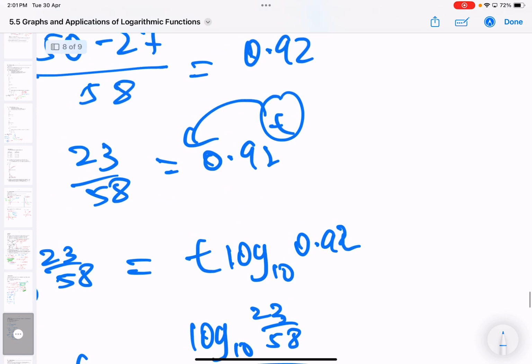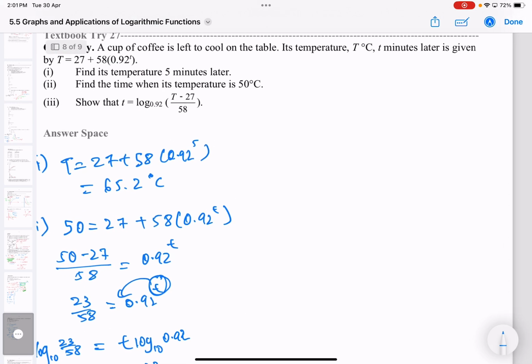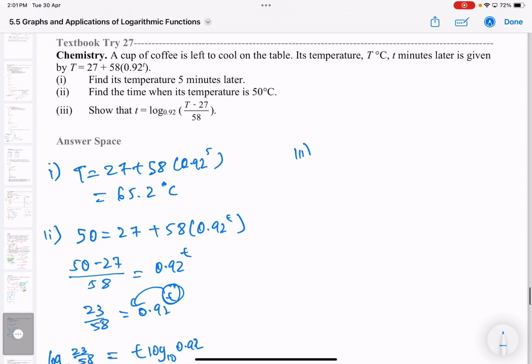If you realize, the strategy is that if you have it as a power, you want to bring it down, you just log both sides. Just log both sides. Okay, the next one, part 3.